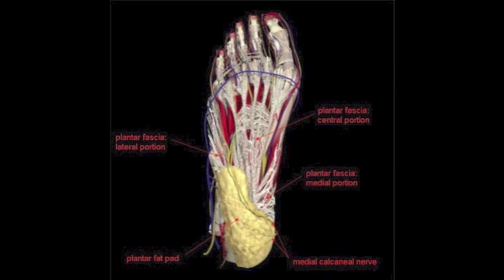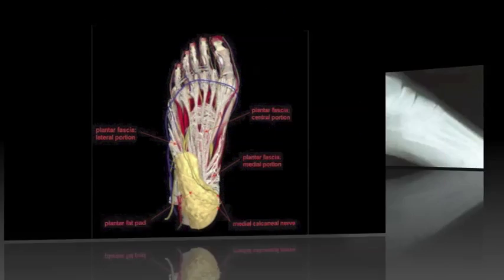The plantar fascia is a thick, fibrous band of connective tissue originating on the bottom surface of the heel bone and extending along the foot towards the toes. There are three bands of the plantar fascia: a medial portion, a central portion, and a lateral portion. Primarily the pain is in the plantar medial band of the plantar fascia.